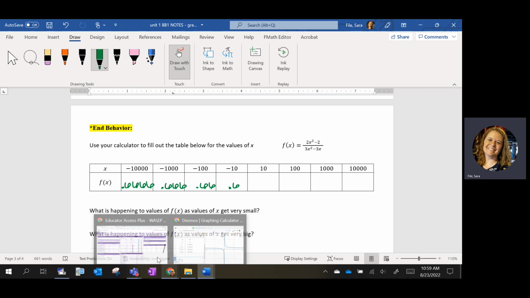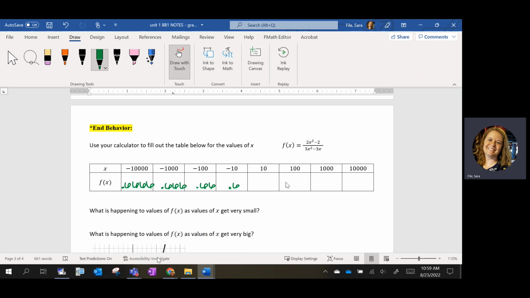Okay, so before I fill in the rest of the table, I'm just going to look at those values. I'm going to answer this first question, which says, what is happening to the values of f of x, so that's what we just filled in, as the values of x get very small. So as x gets very small, it's getting smaller and smaller and smaller, right? More and more negative. Do you agree? Okay, so as x gets very small means as we go to the left. So this means the left side of the function.